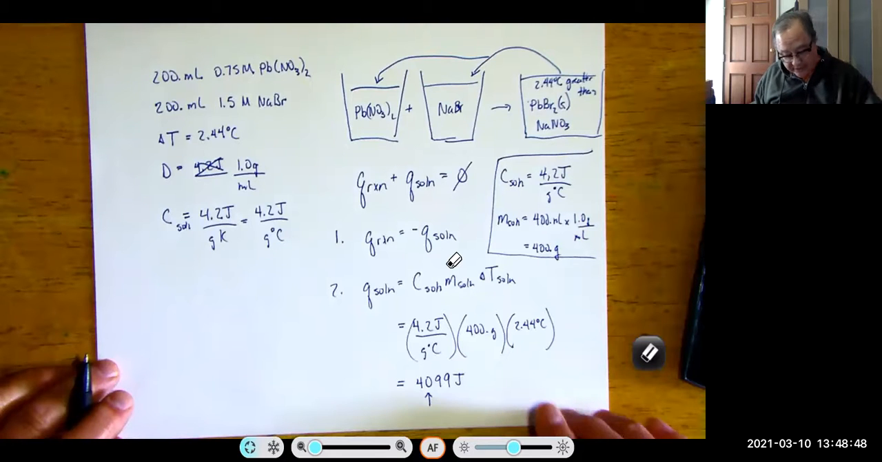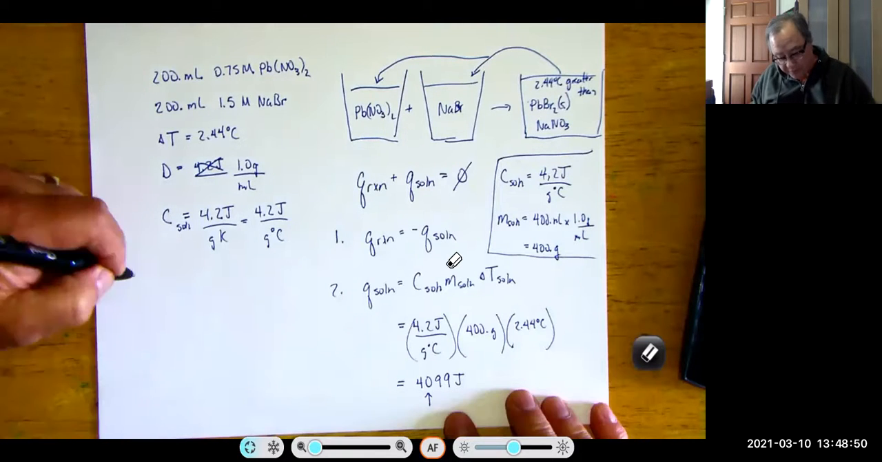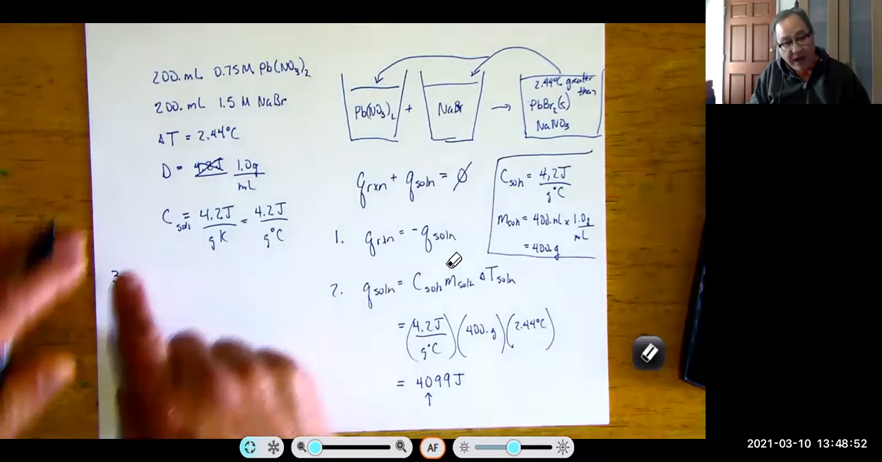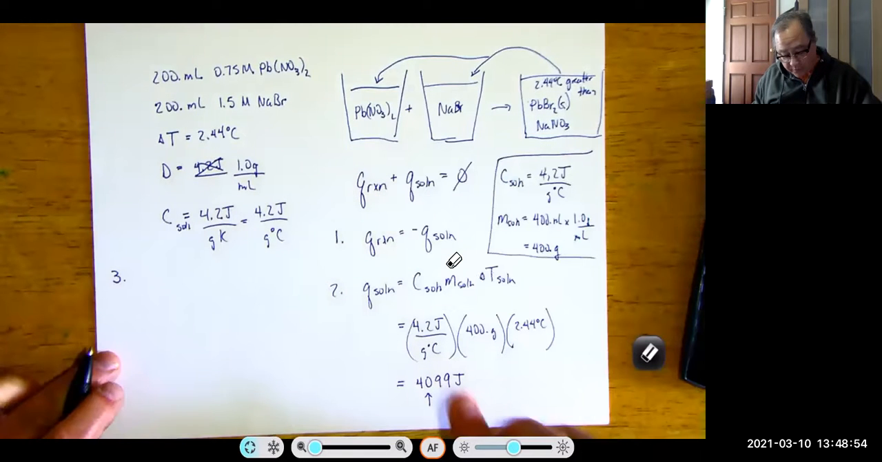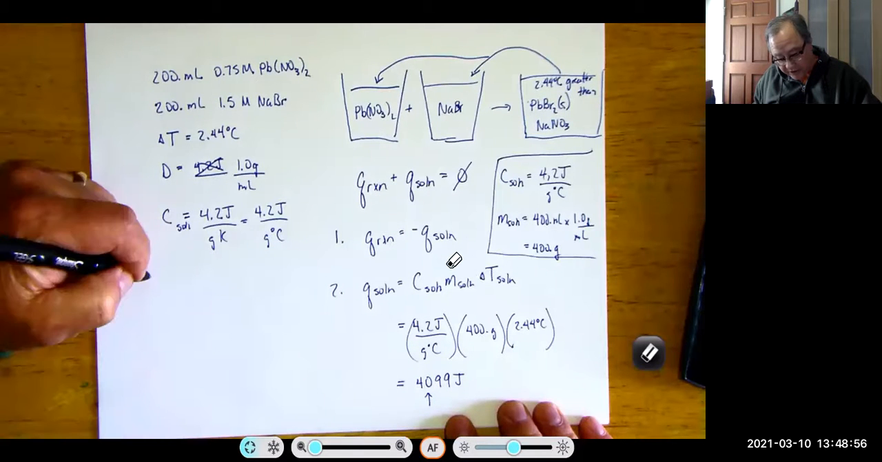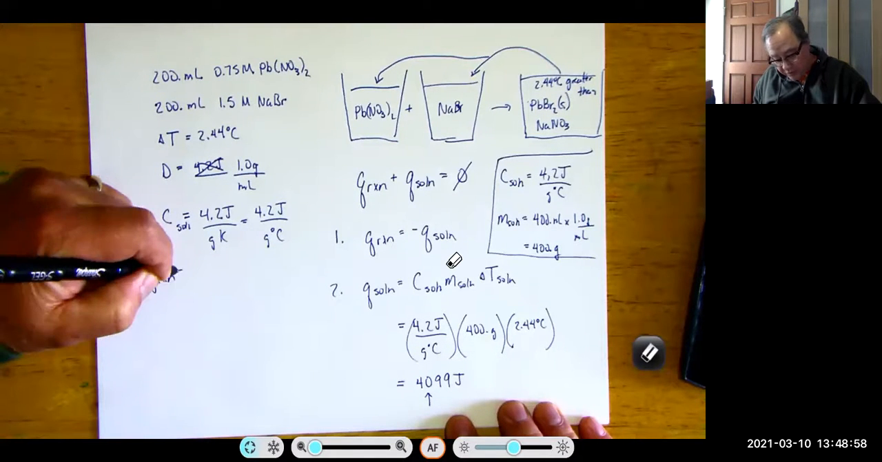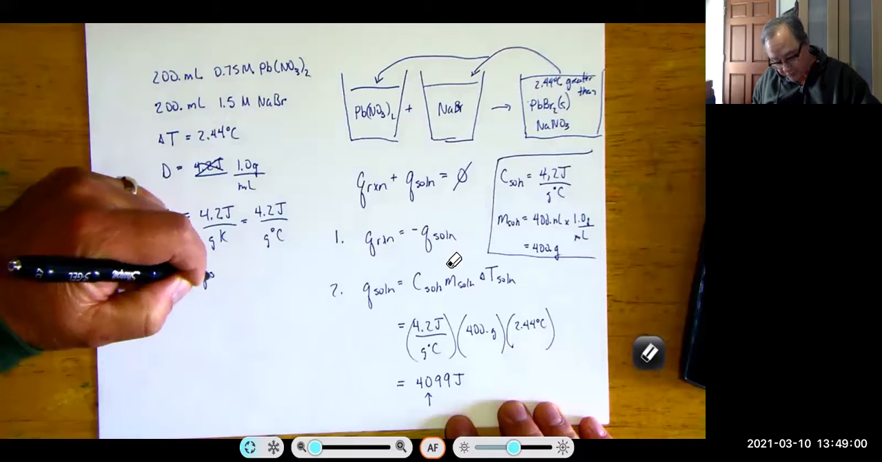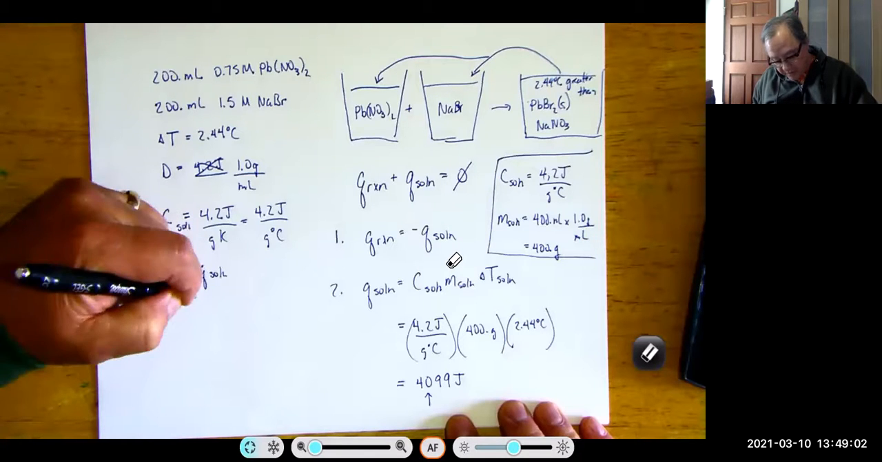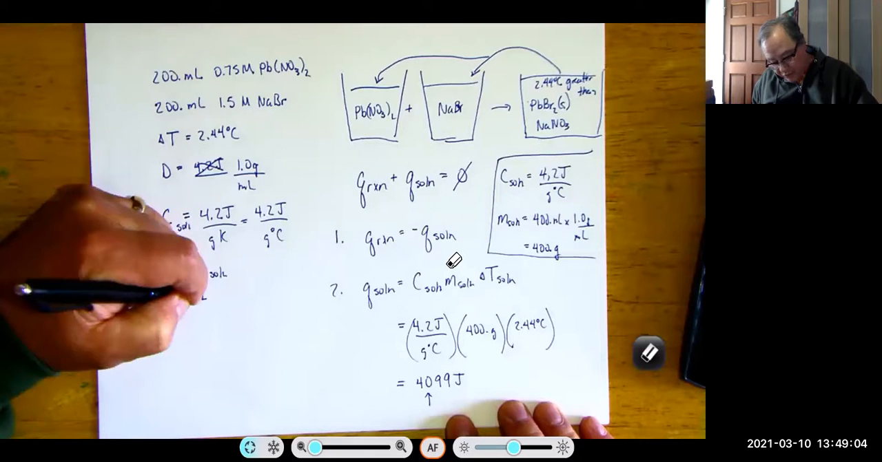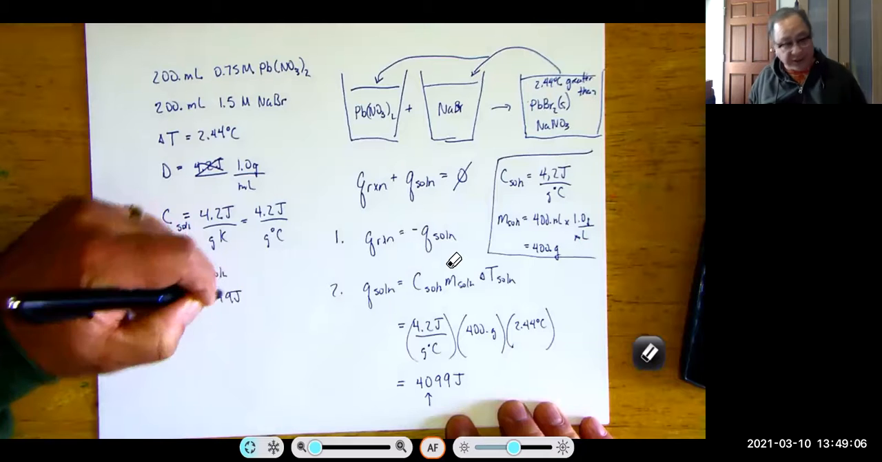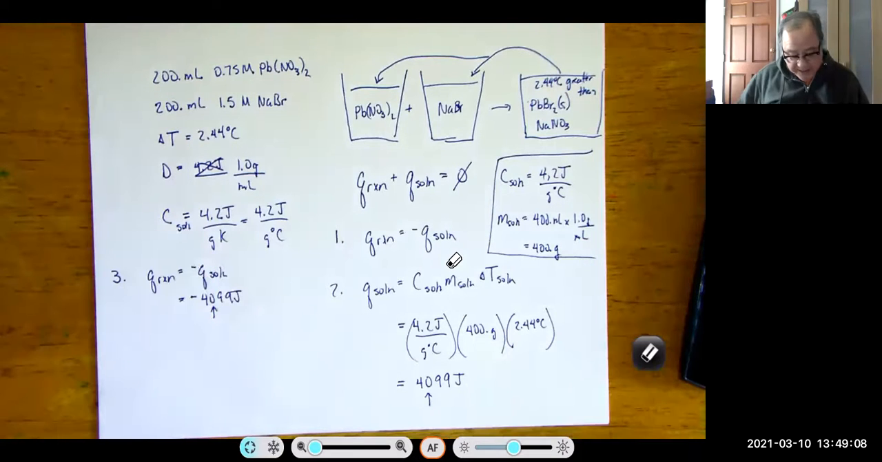Now, what's the second or the third thing we do? So I'm going to put number 3 over here, even though I have 1 and 2 over here. Number 3 would be that Q of the reaction is negative Q of the solution, which is equal to negative 4099 joules. And I'm going to put a little arrow there also. Now, what does the negative mean? It means that the reaction produced heat. What happened to that heat? It heated up the solution.